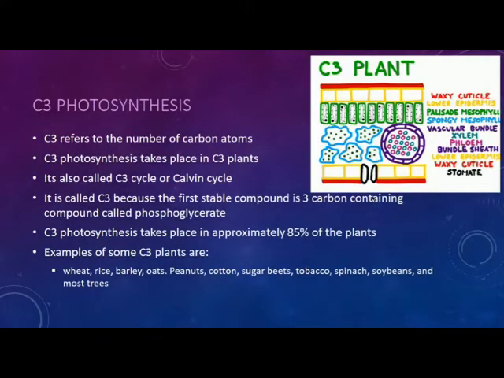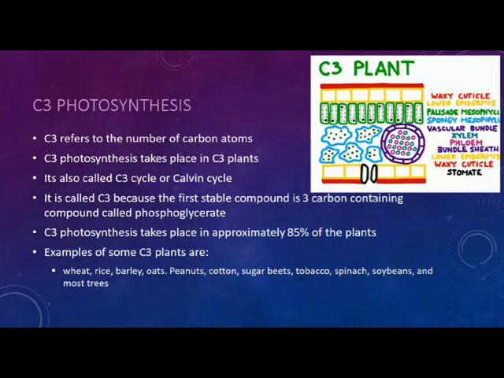First of all, we will see what C3 photosynthesis is, or what C3 plants are. Here C3 refers to the number of carbon atoms. C3 photosynthesis takes place in specific plants. Due to the carbon atom number C3, these are called C3 plants. It is also called C3 cycle or Calvin cycle. I mentioned before that Calvin cycle is the same dark reaction. It is called C3 because the first stable compound of this cycle is a 3 carbon containing compound called phosphoglycerate.